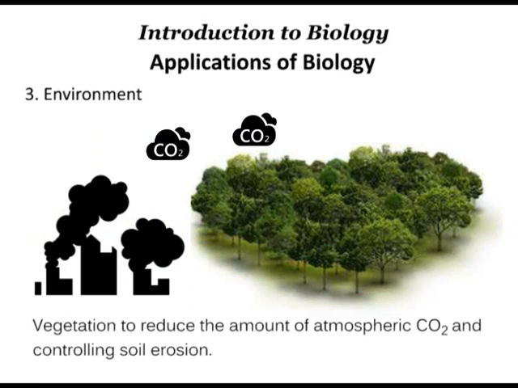By planting vegetation in areas with massive release of carbon dioxide, the air is cleansed of this harmful gas since plants take it in for photosynthesis. Planting of vegetation is also crucial in controlling soil erosion.